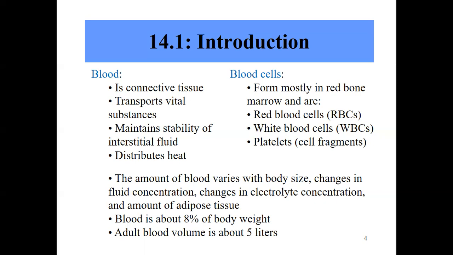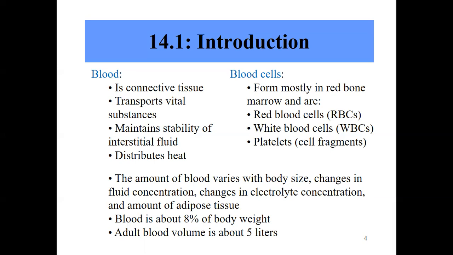Jobs of blood are to transport vital substances. So this may be nutrients, this could be oxygen, this could be waste products, this can be hormones. Anything that needs to get from one place to another in the body is usually transported within blood. Blood also helps to maintain the stability of the interstitial fluid. Make sure you pause here to look up interstitial fluid if you don't know what that means already. Blood has the job of distributing heat. And so those are the functions of blood itself.